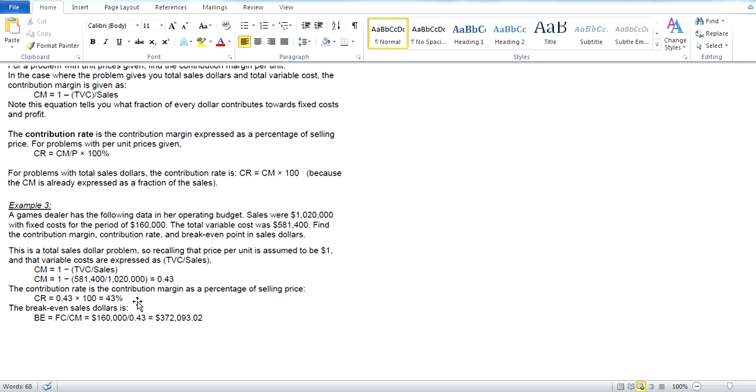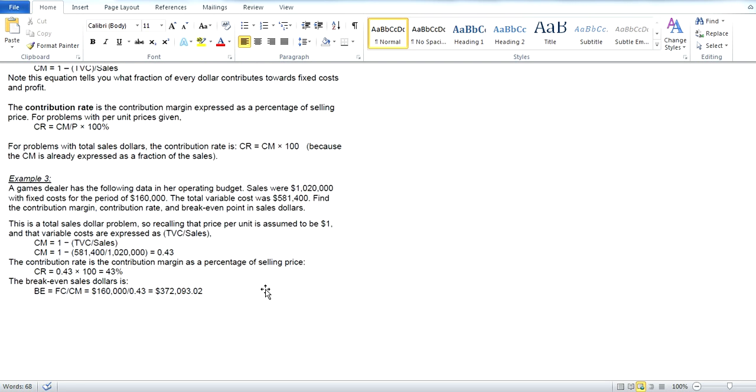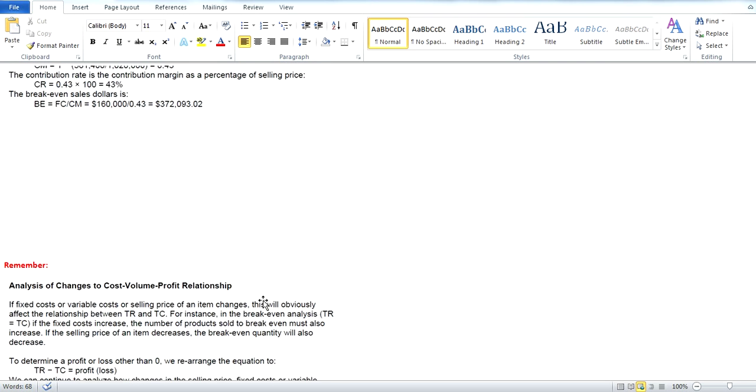Okay. And the last part here, the break-even sales dollars, is equal to your fixed cost divided by your contribution margin. Okay, so 160,000, which was given, divided by 0.43, we need to have sales of $370,093 in order just to break even. Okay, so hopefully these examples are, like I said, straightforward, just a basic starting point to introduce you to these concepts. But the more practice we're able to do, the better.